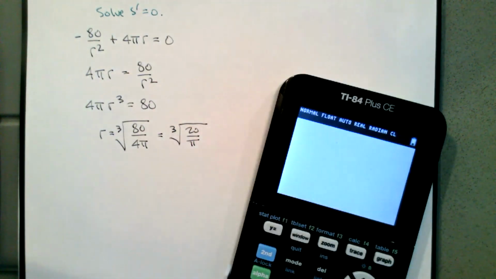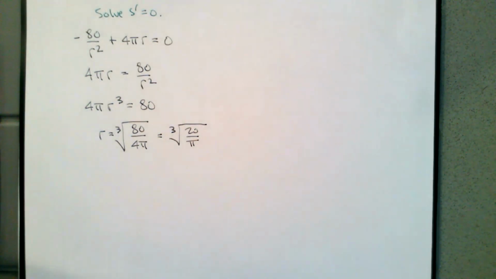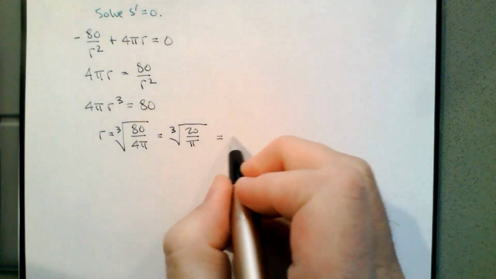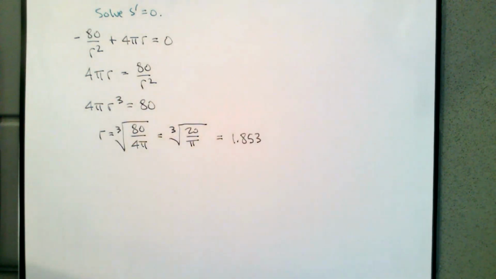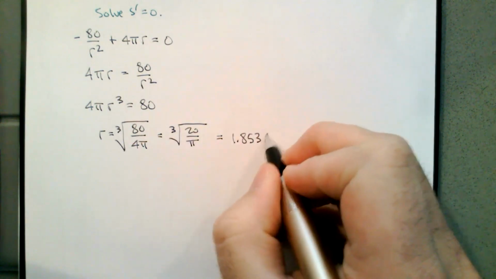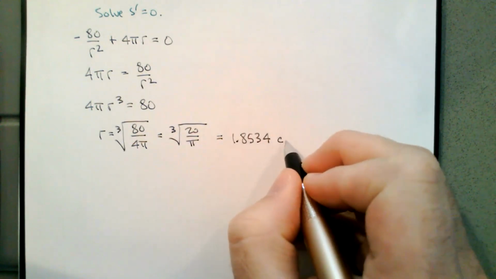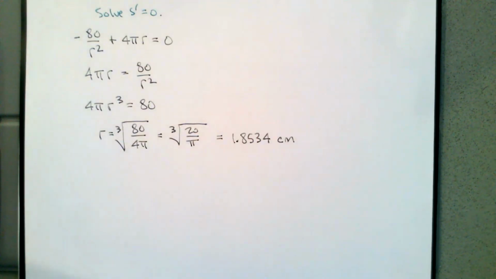I'm going to get an approximation just to see if anything makes sense. So I want the cube root of 20 divided by pi. Let's just go to the 1/3 power. And 1.853. Let's do 5 significant figures because I almost always pick 5. This is a radius, so it's going to be measured in centimeters.